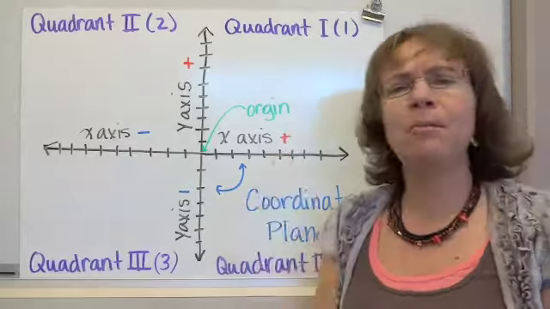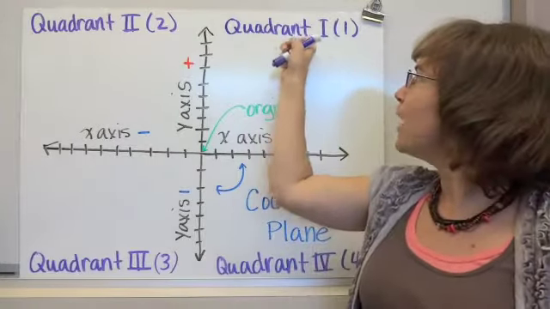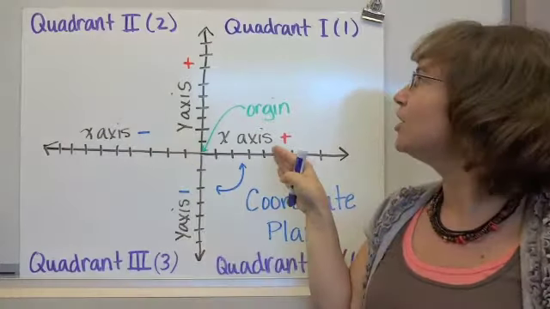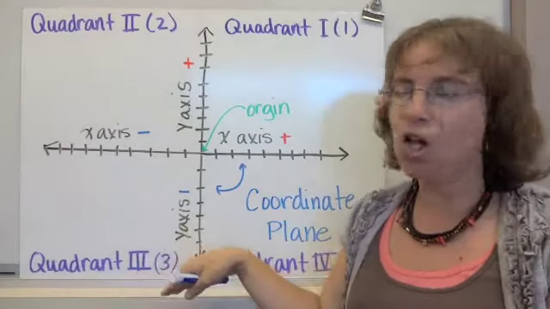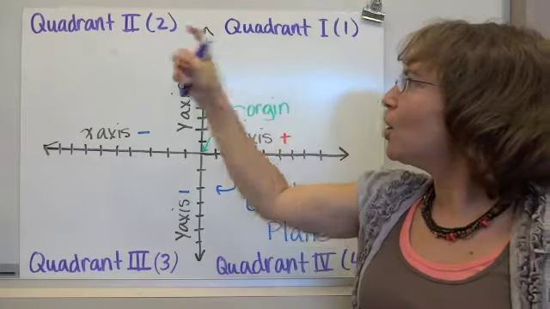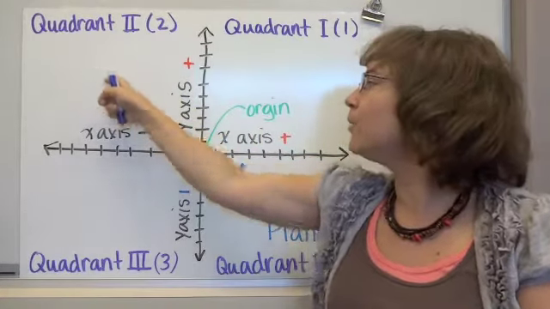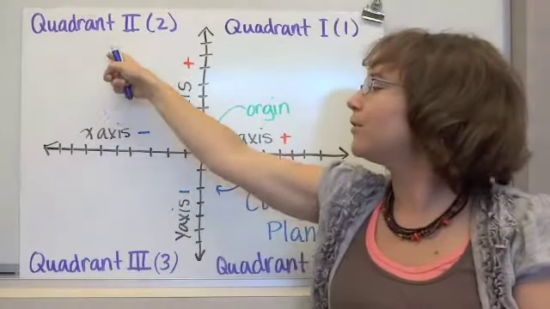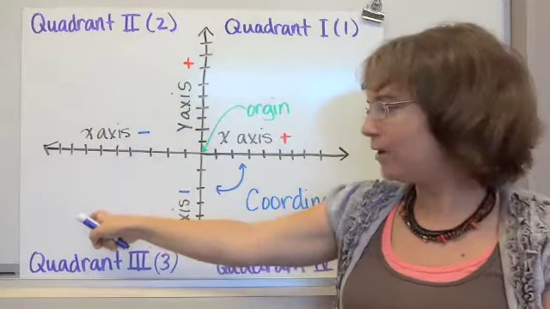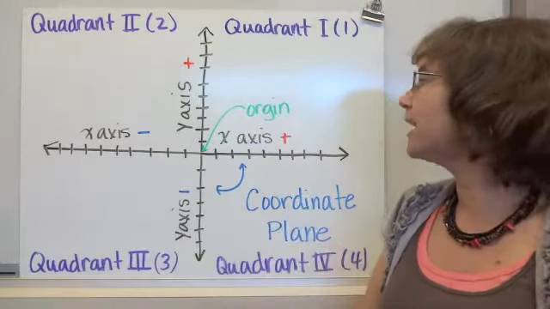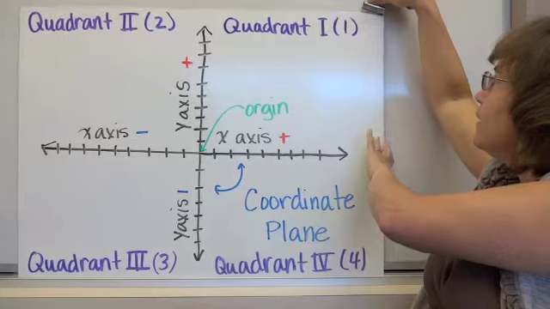So quadrant 1, we name them with Roman numerals. Quadrant 1 is right here, and we go in a counterclockwise direction, so the opposite of the way a clock goes. Quadrant 1, I put a little 1 there to remind you, is right here. Quadrant 2 is over here, where the y-axis is positive and the x-axis is negative. That's quadrant 2. This would be quadrant 3, and this is quadrant 4, going opposite the direction of a clock, or counterclockwise.